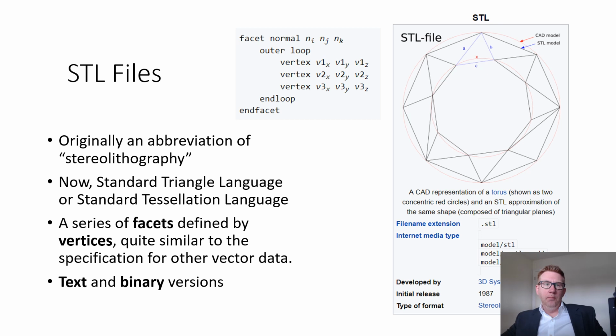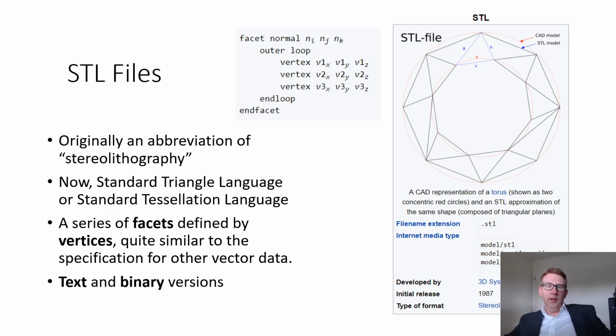There are, as I said, a lot of different kinds of file formats for 3D printable files or 3D representations of objects anyway. One of these is the STL, so this is probably the most commonly used. Originally an abbreviation of stereolithography, but the technology has really advanced far beyond that. Now we would call this the standard triangle language or the standard tessellation language.